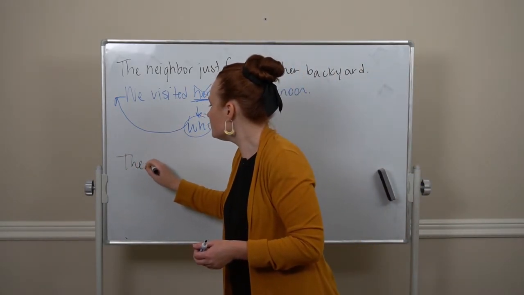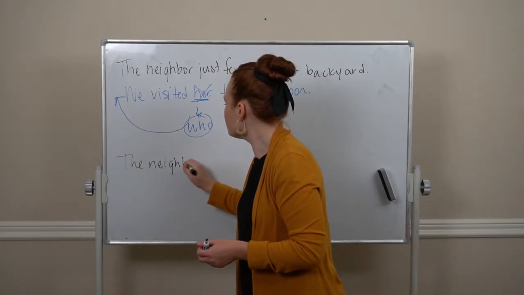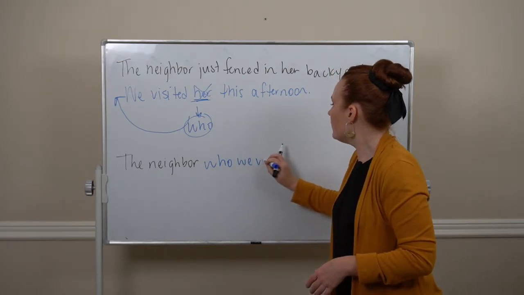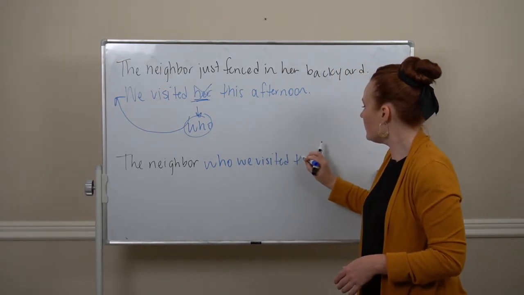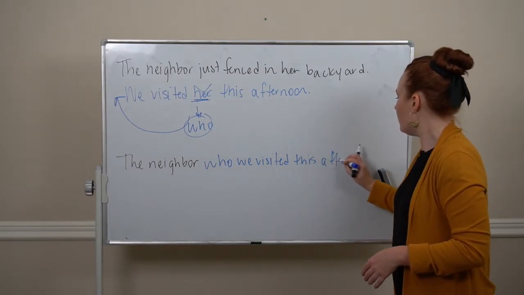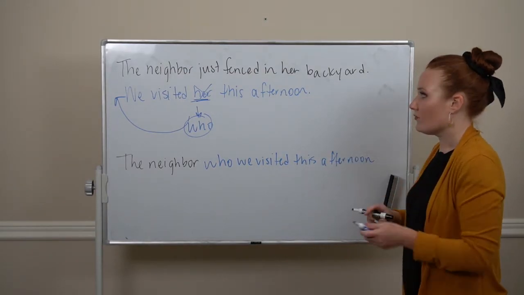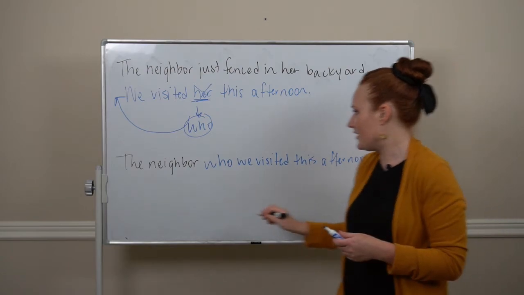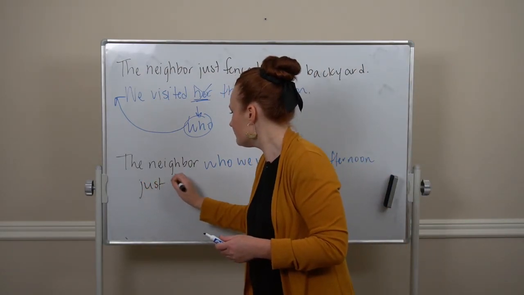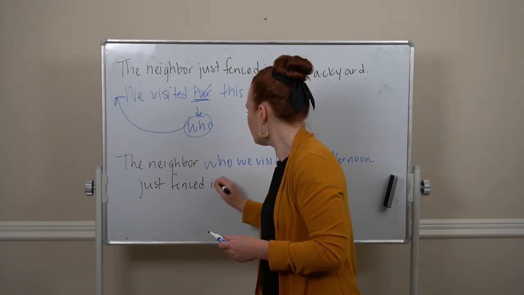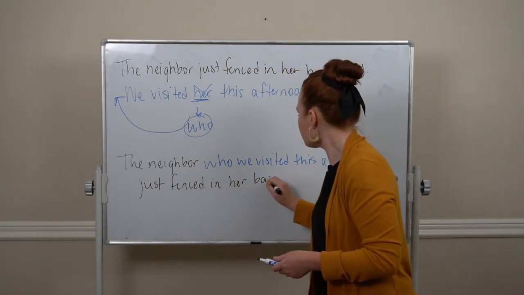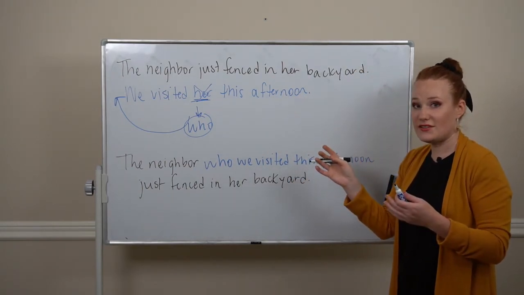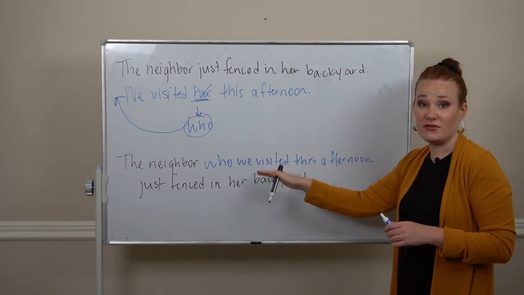The neighbor who we visited this afternoon. And then don't forget to finish the first sentence, the original sentence. Just fenced in her backyard. So our second sentence became a relative clause and we inserted it in our original sentence.